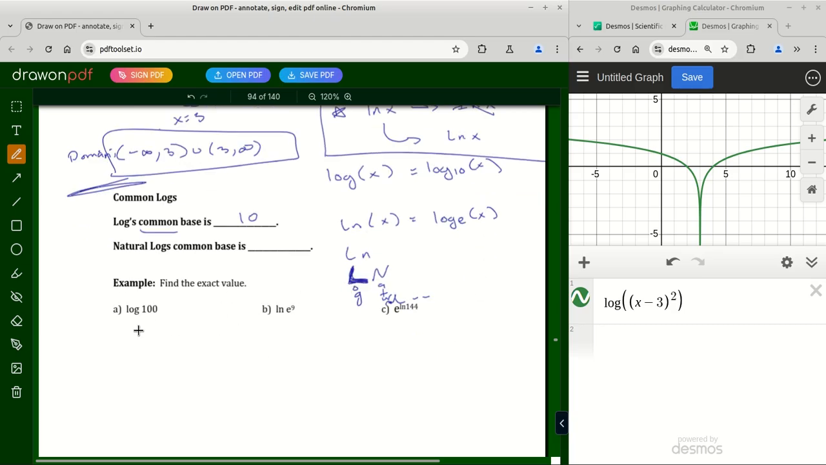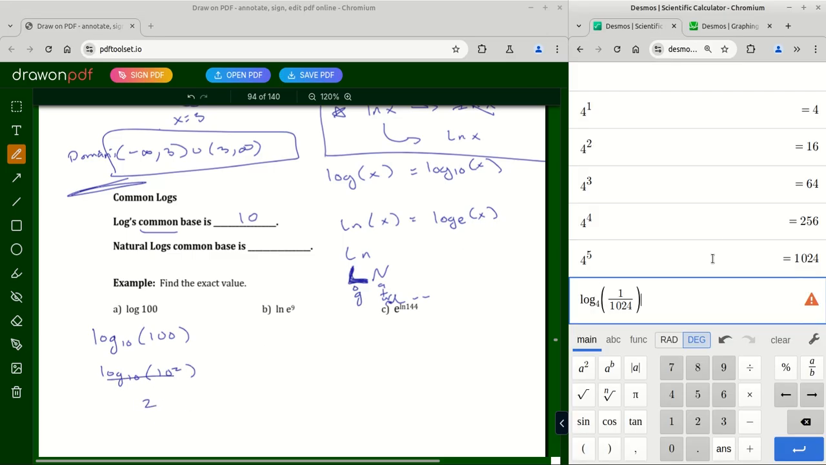So it says find the exact value. What they're wanting to do is change the base to what it's supposed to be. So log base 10. There's a lot of ways we can do this, but log base 10, and this is 10 squared, and then the 10s are going to cancel, leaving a 2.